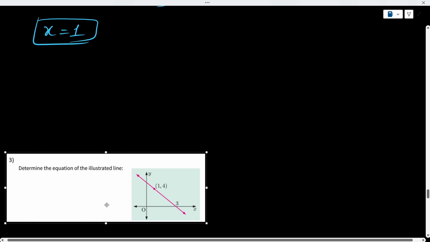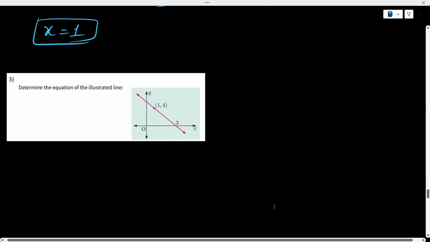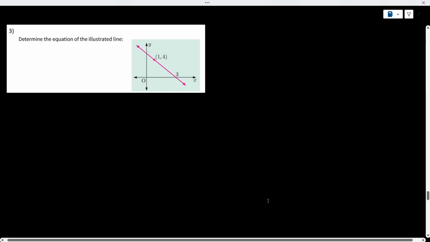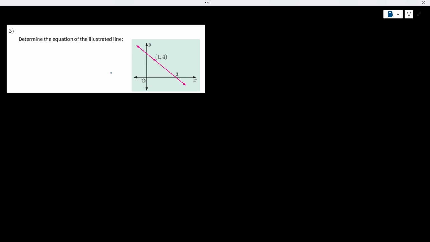Then after that, your next question, number 3. What is given here? Determine the equation of the illustrated line. Now the line is given in graph form. Here, what is your line? This is the line, right? Now from this line, you can first find the coordinates. So one of the coordinates is P. Another coordinate, if you will see, you can write here 3 comma 0.